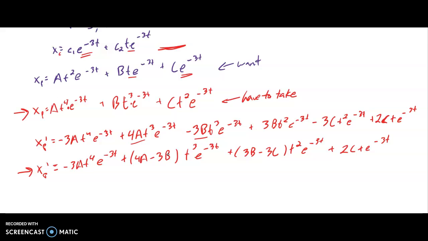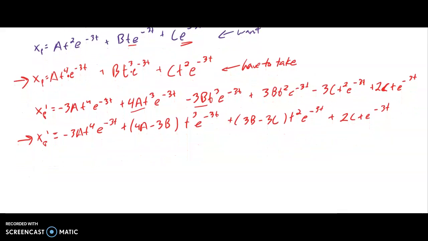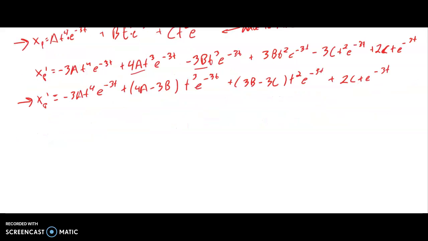But now I got to find xp double prime. Pause. All right, so, xp double prime. I'll do the first two, and then I'm going to just write it out to save some time for us here. All right, so again, I'm going to keep that t to the fourth one as the leading one to keep it first. I'm going to get a negative 3 times a negative 3, so I get a positive 9a t to the fourth e to the negative 3t.